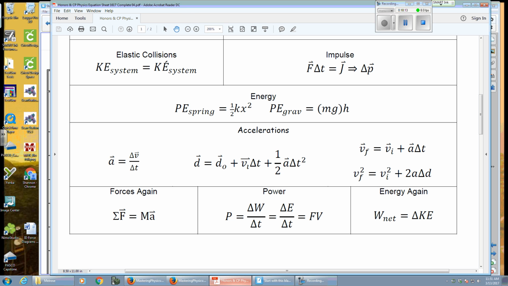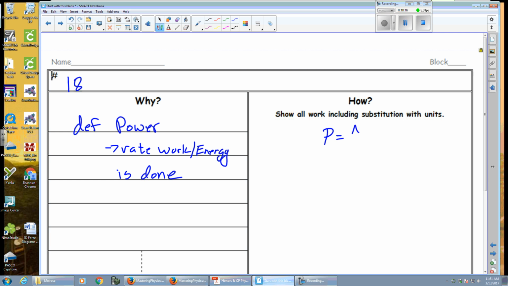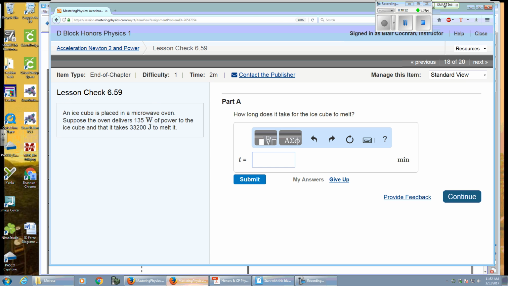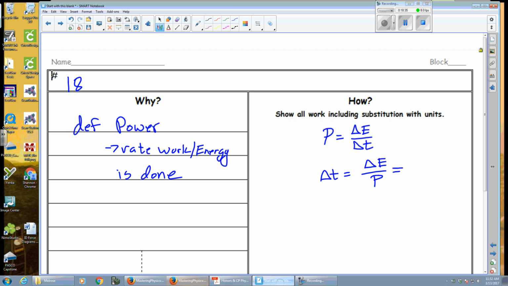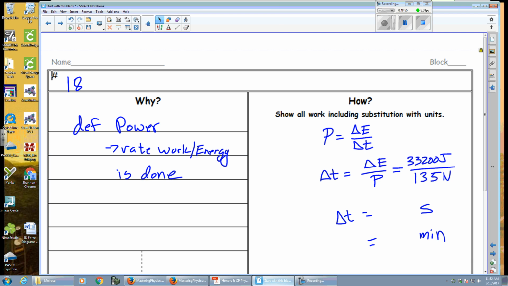So I'm going to use power equals change in energy over change in time. I'm looking for time, so I'm going to rearrange. Then I'm going to put in my values: 33,200 joules over 135 watts. I'm going to get a change in time, but it's going to be in seconds. Then I'm going to convert it to minutes, and I'm going to go home happy.